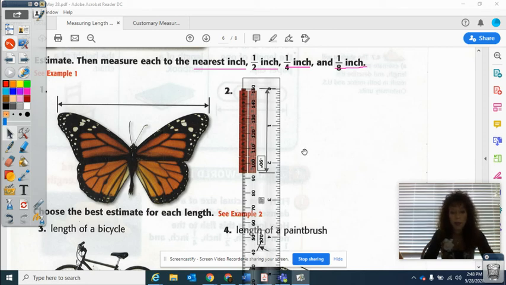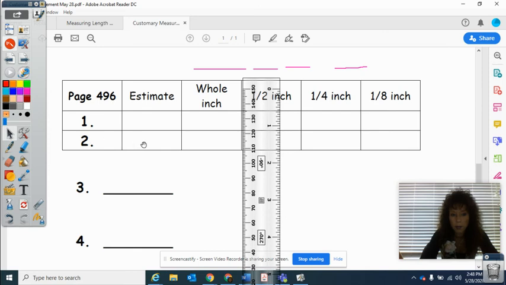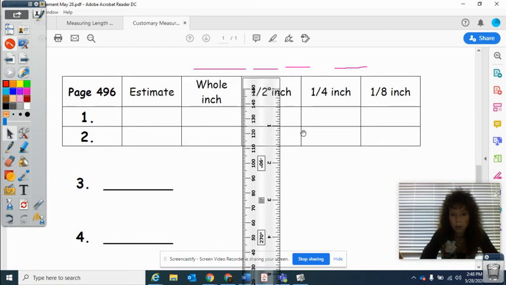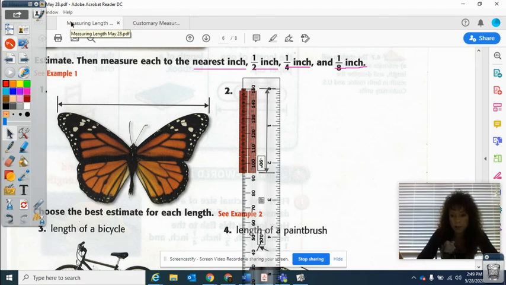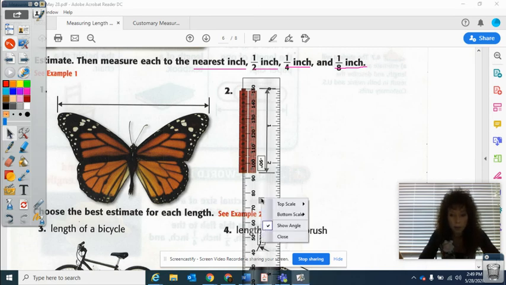Okay, if you need to, go ahead and pause the video while you measure this out and write down your answers here. You're going to write them on number 2, estimate, whole inch, half inch, quarter inch, 1/8 of an inch. Okay, if you need more time, just go ahead and pause the video, but I'm going to close the ruler and go on to number 3 and number 4.